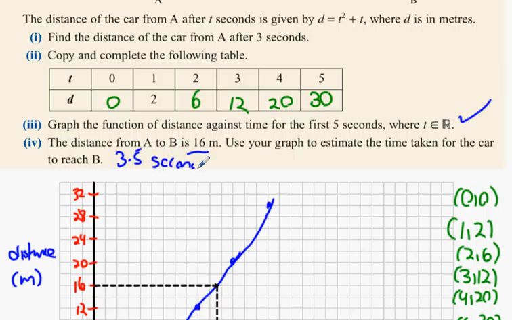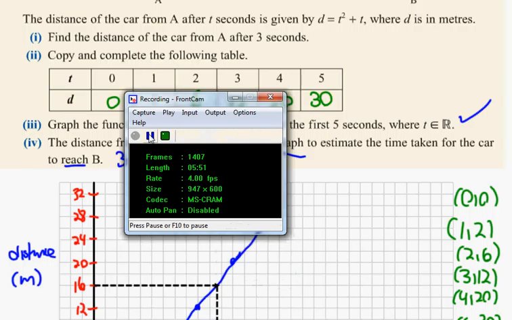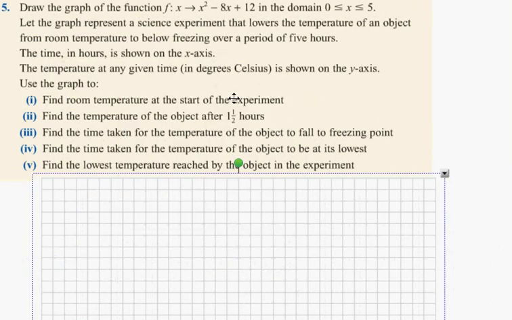Part 4, 3.5 seconds, using our graph to estimate the time taken for 16 meters. Okay, what do you get for that? Now, draw this graph in this domain. Now, if I was doing this without a calculator, what would I have to do?